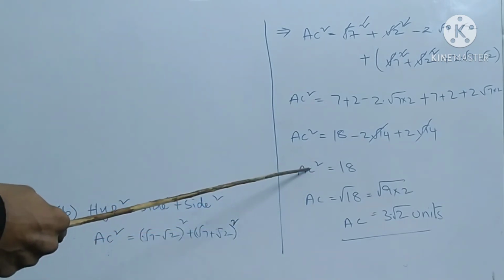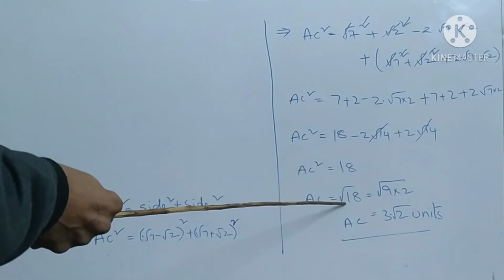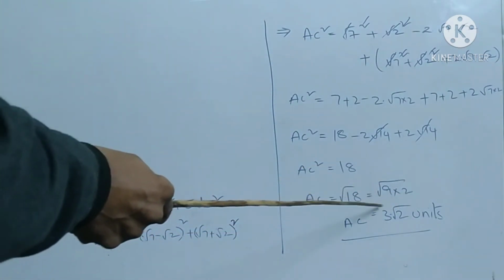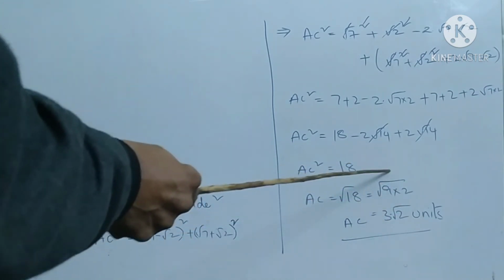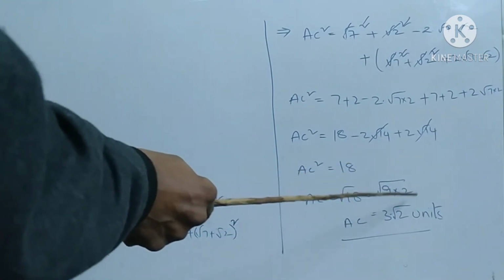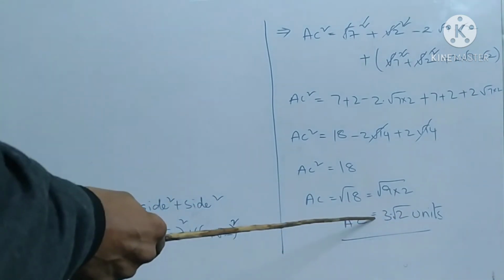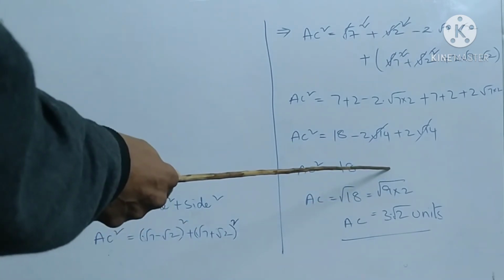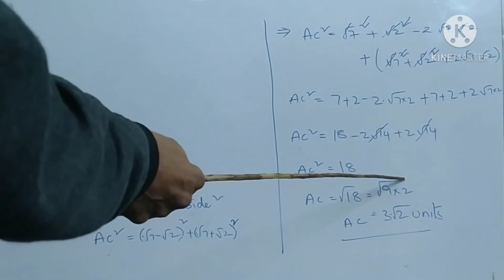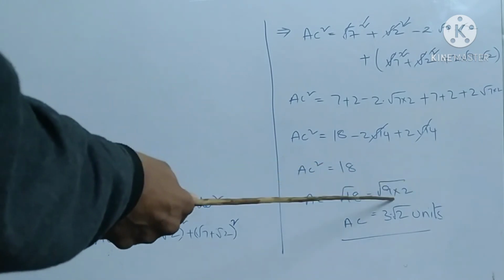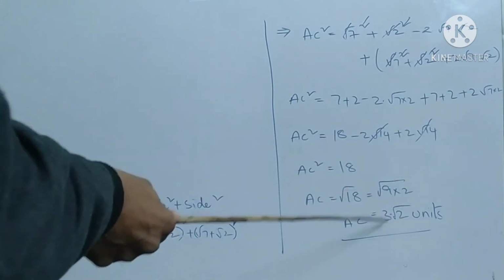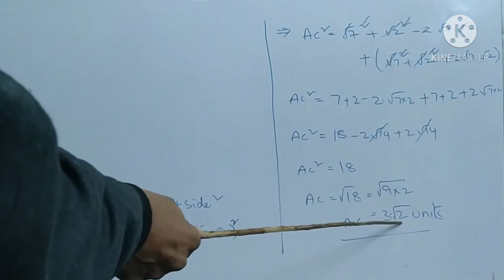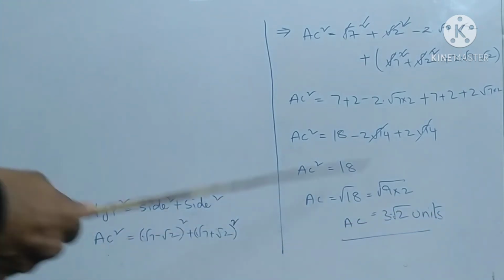So AC is equal to square root of 18. We can write this 18 as 9 into 2, under root 9 into 2. Here root 9 is 3 into the remaining root 2. So AC is equal to 3 into root 2 units. This is of the form under root a into b. Result is root a into root b. So root a means root 9 and root b means root 2. Here root 9 result is 3 into under root 2. So AC is 3 into under root 2 units. This is the final result.